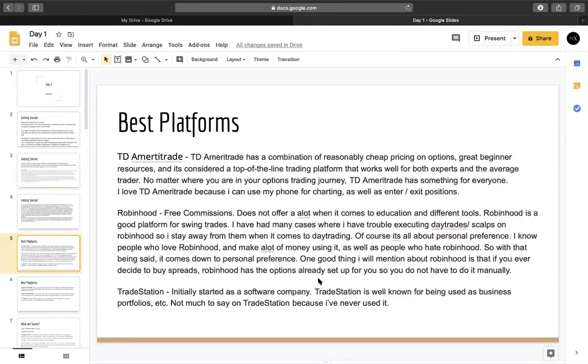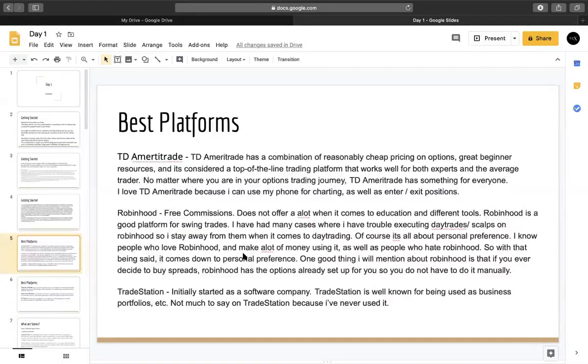So that's why I kind of like it. If I want to grow a small swing account, I'll go on Robinhood and I'll just buy a lot of debit spreads because they're so cheap. I'm going to go over that whenever we get to spreads, but that's why I like Robinhood.